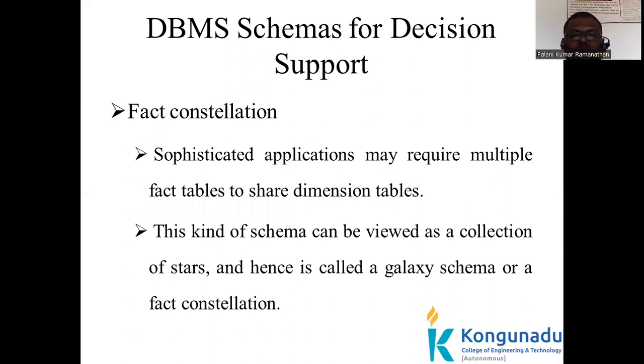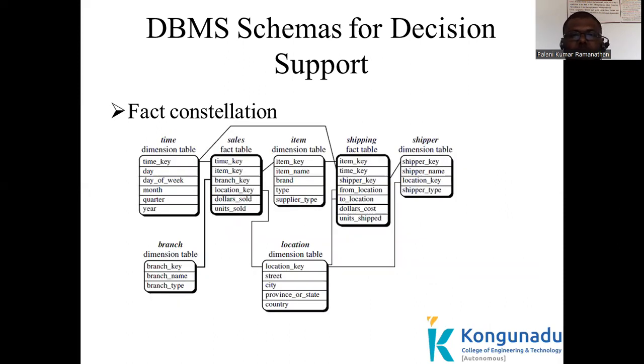The last one is the fact constellation schema. It has multiple fact tables sharing common dimension tables. In this slide we have more than one fact table: the sales fact table, and here the shipping fact table. The dimension tables are shared between the two fact tables. So this is a fact constellation schema.